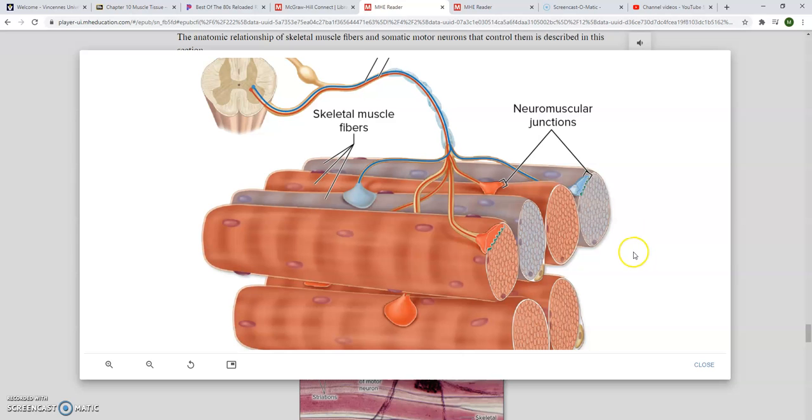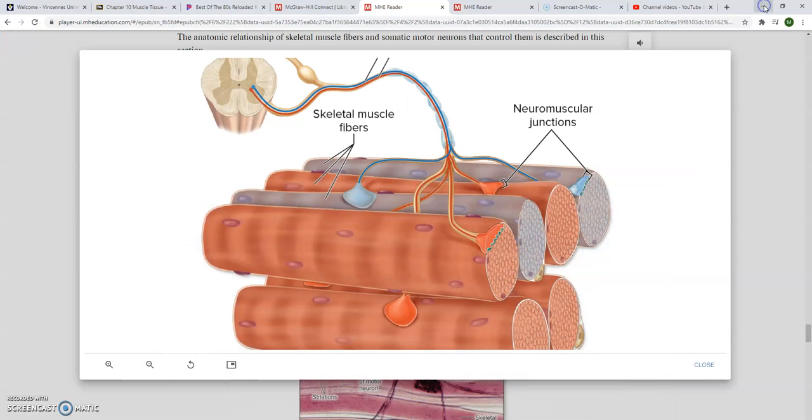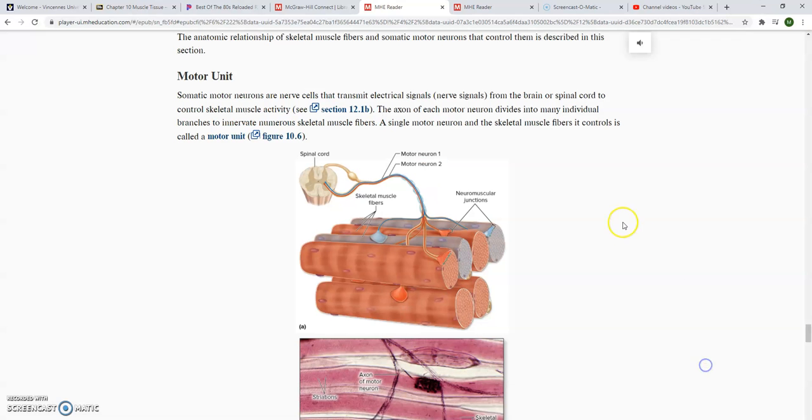Okay, so our objective, let's see if I can just flip to this. Yep. So our objective is to define what a motor unit is, and then describe its distribution in a muscle and why it varies in size. So we're going to talk about that.